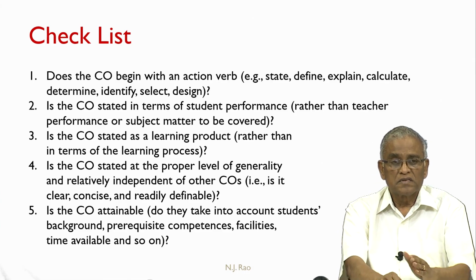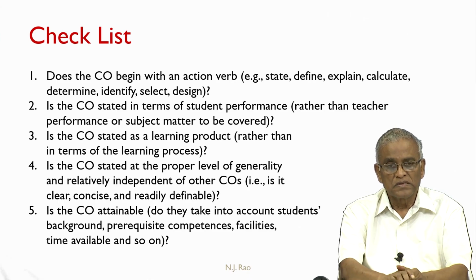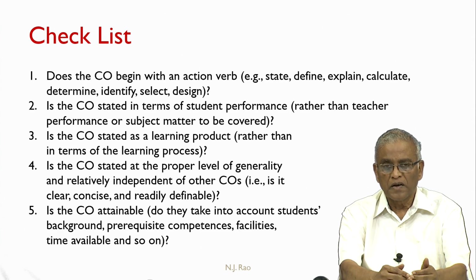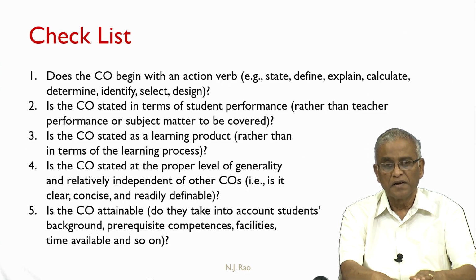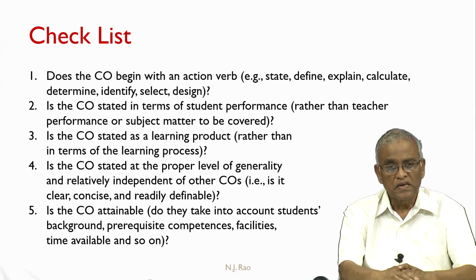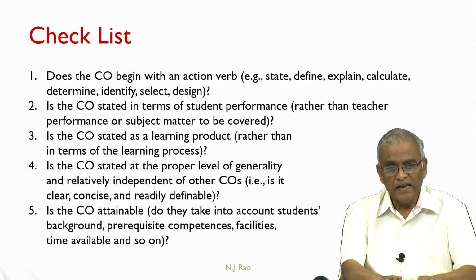And this is part of do's and don'ts as well. Is the CO stated at the proper level of generality and relatively independent of other COs? This also is possible. 2 COs may overlap a little bit in their scope. That should be avoided. And not only that, is it presented at the proper level of generality? That means it should not be too abstract and it should not be too specific. And the next thing is, is the CO attainable?